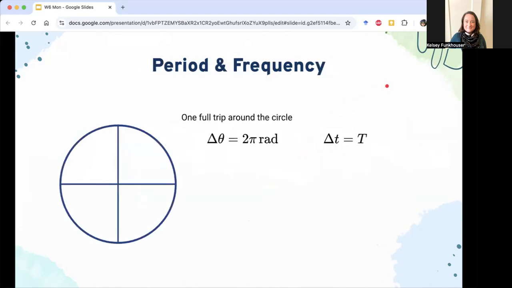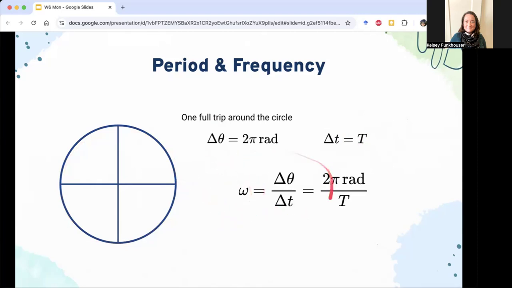Okay, next up, let's talk about period and frequency. And really, first, let's talk about one full trip around the circle. So if we go all the way around the circle one time, our angular displacement is 2 pi radians. Because remember, one trip all the way around the circle is 2 pi radians. And then our time interval for this is what we define as period, this capital T, and a period is just the time it takes to make one full revolution.